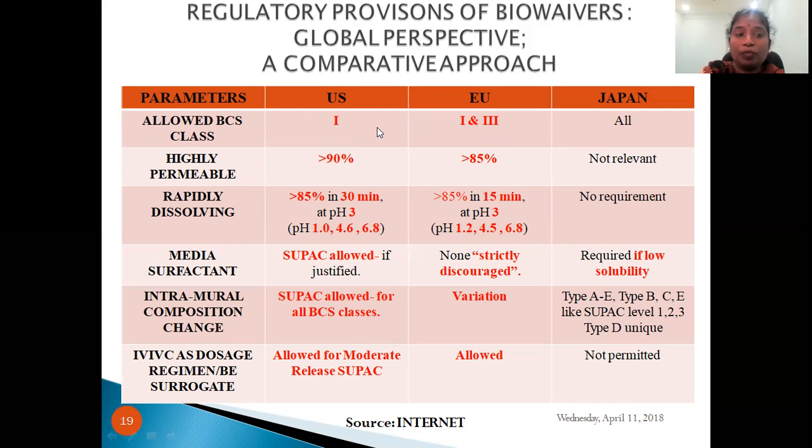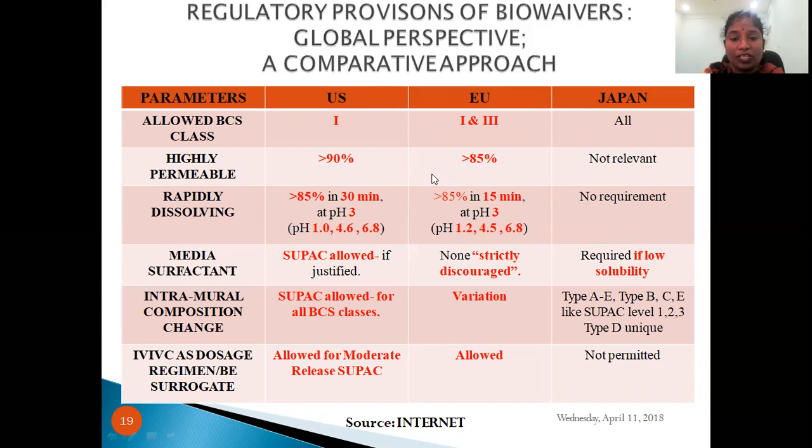For highly permeable drugs, below 90% they are not considered; sorry, drugs with above 90% permeability are considered. In the EU, drugs with above 80% permeability are considered. In Japan, this is not relevant; they do not consider this percentage particularly.